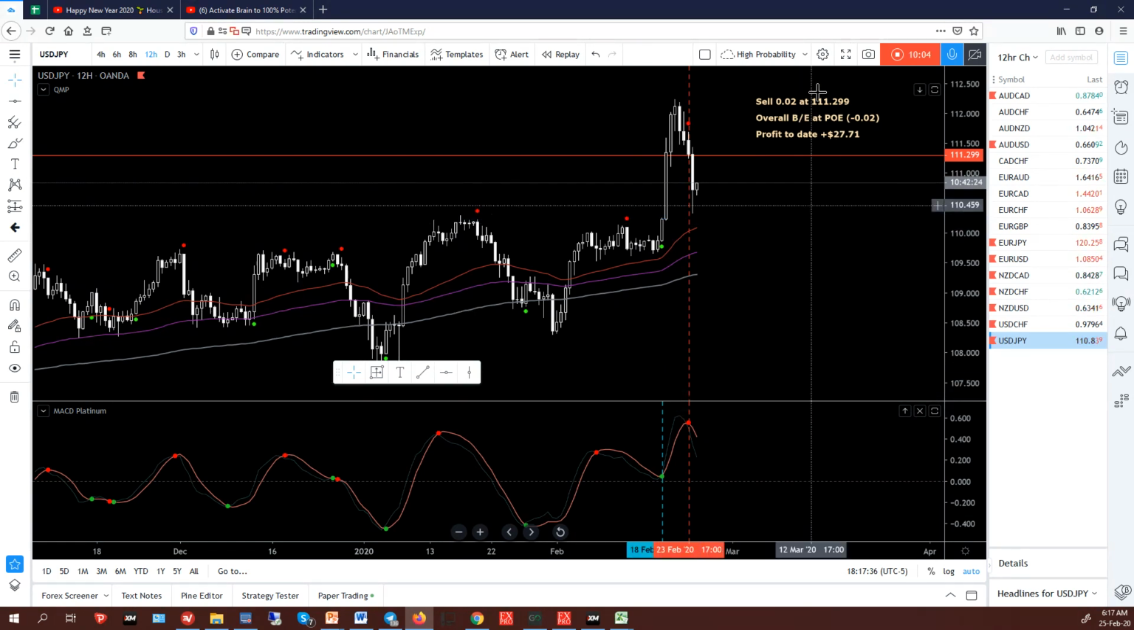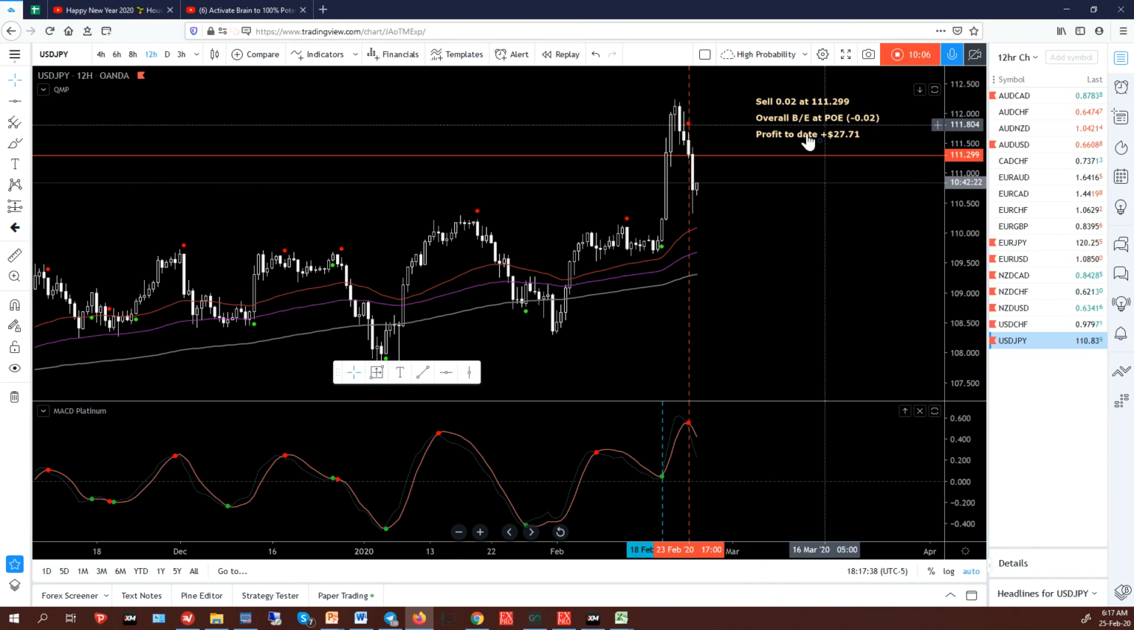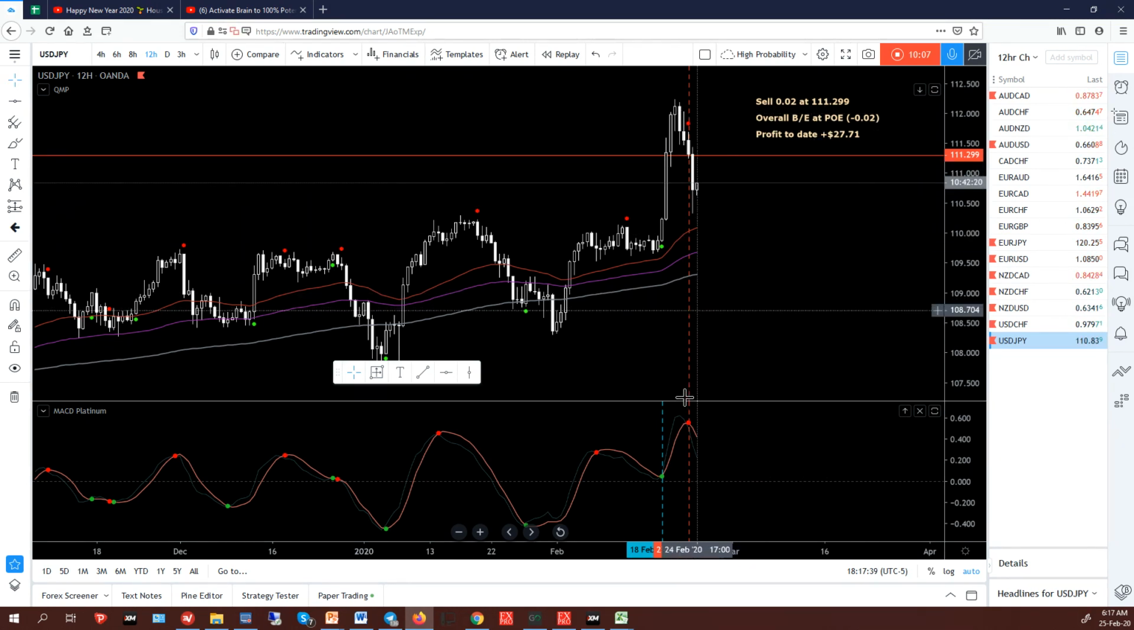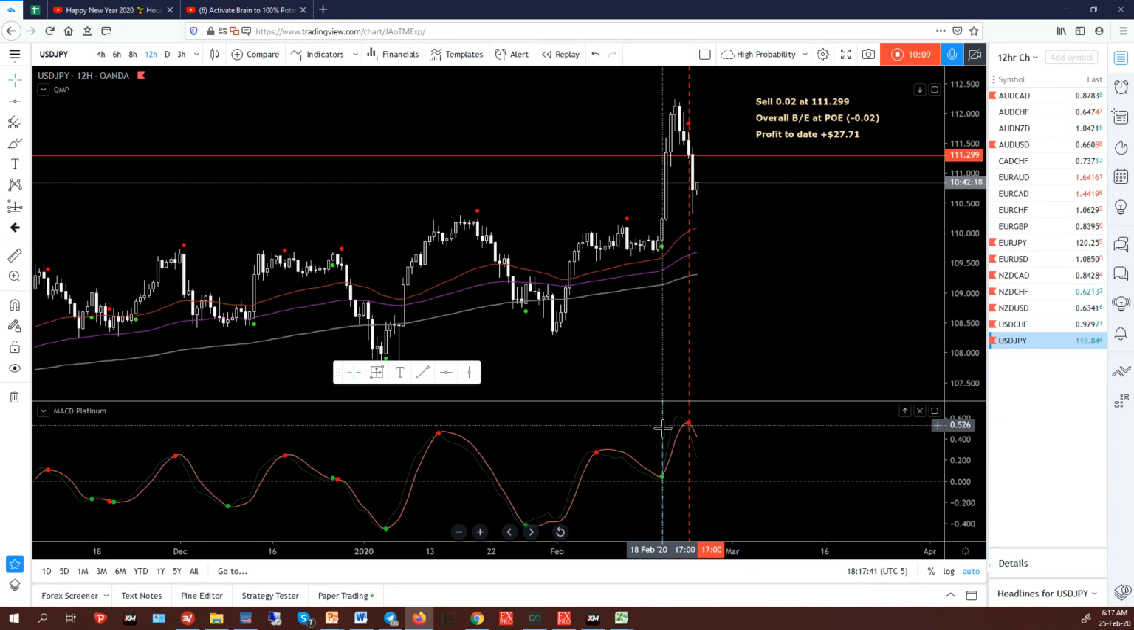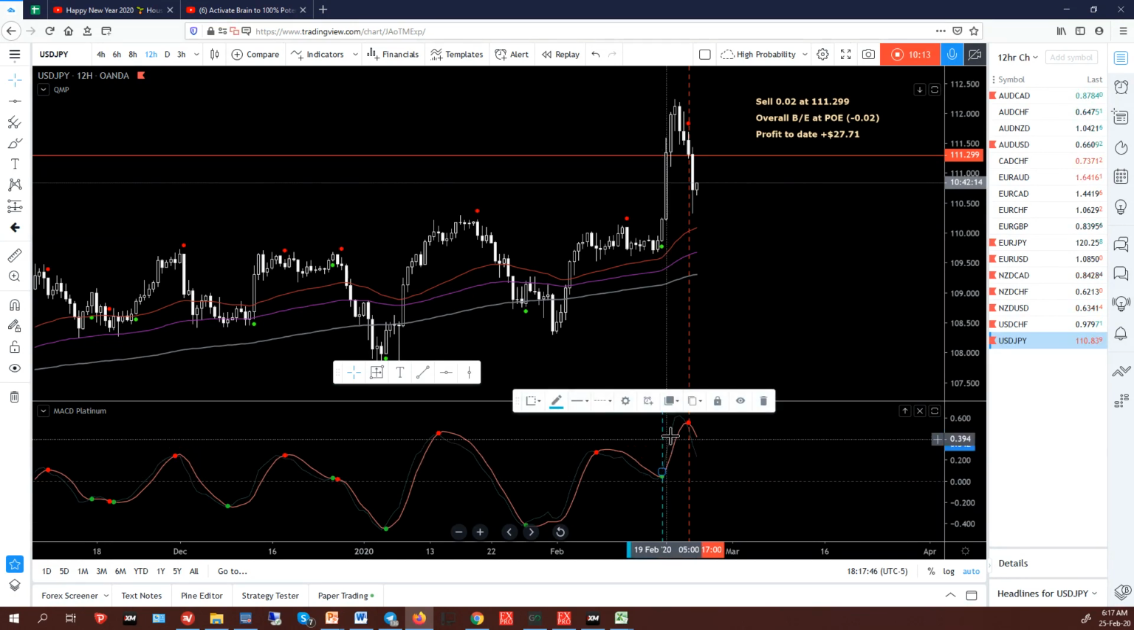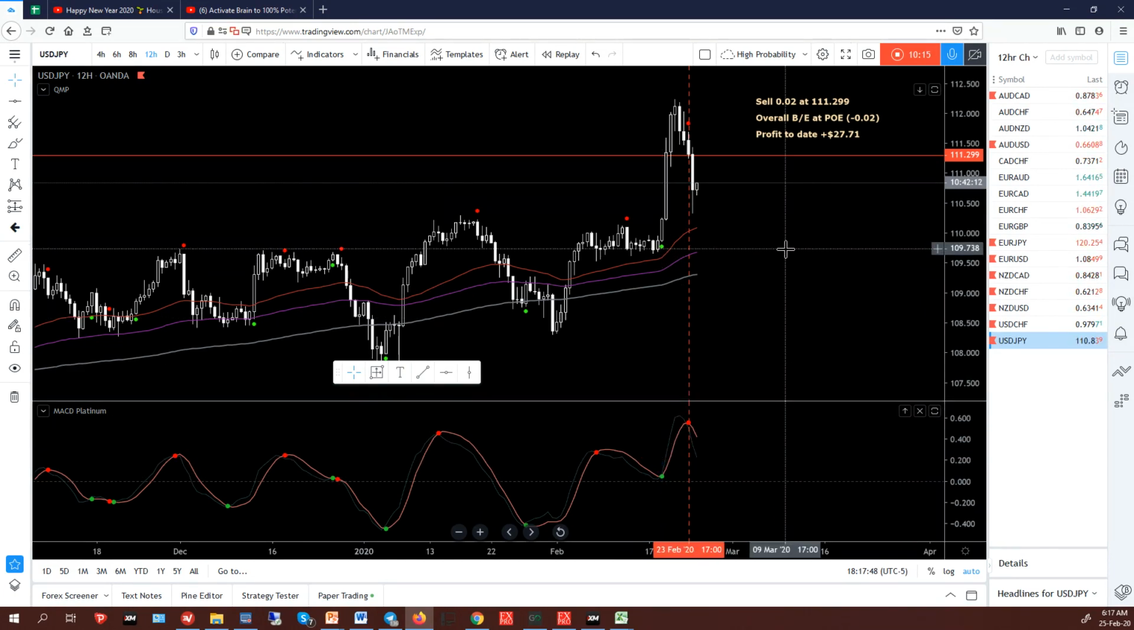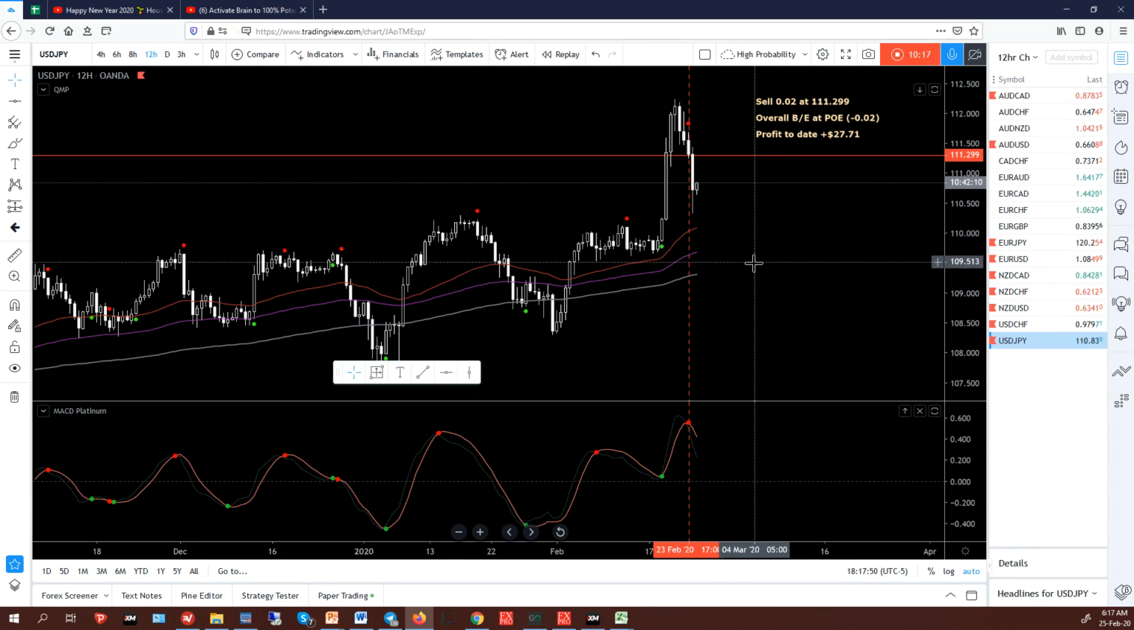Now to sell. So you can see my sell, only the one trade. MACD is a long way above the zero level. So just a matter of patiently waiting now and see how that pans out. So just the sell on the USD Japanese yen. All right, that's about it for the 12-hour charts.